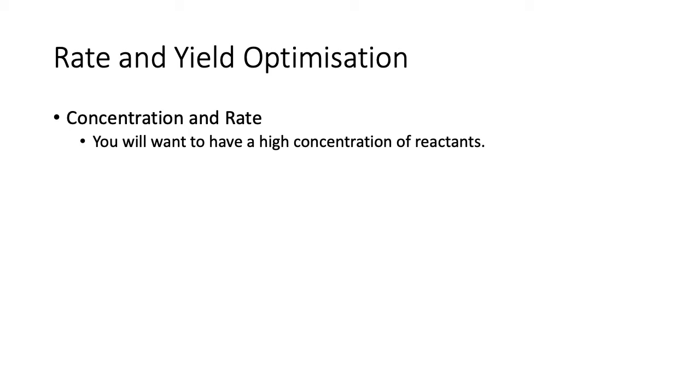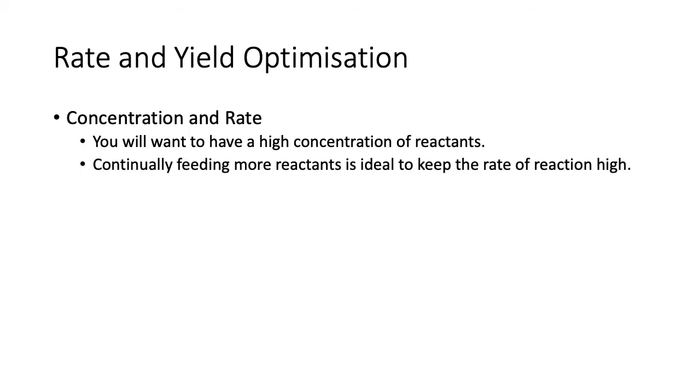So, concentration and rate. You will want to have a high concentration of reactants. Do you want to have a low concentration of products? You don't care for rate. Remember, you must treat rate and yield separately. Okay, so the concentration of products does not affect the maximization of the rate of reaction, especially the forward one.